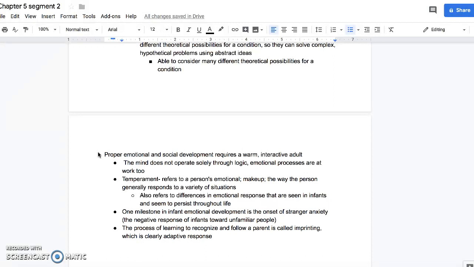One milestone in infant emotional development is the onset of stranger anxiety, which is the negative response of infants toward unfamiliar people. And the process of learning to recognize and follow the parent is called imprinting, which is a clearly adaptive response.